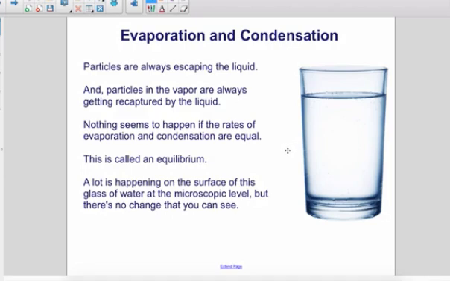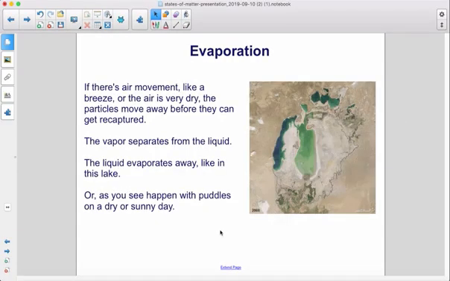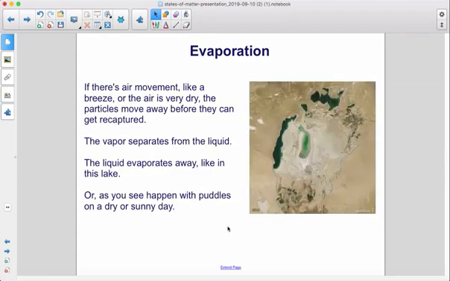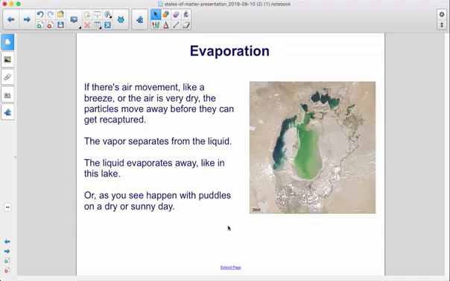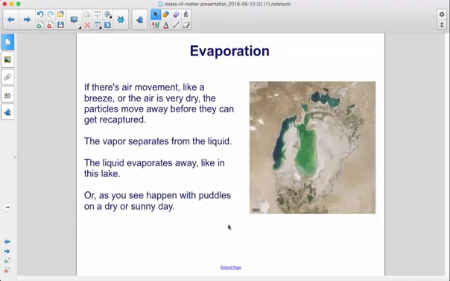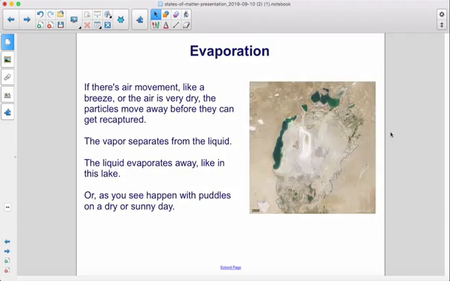A lot is happening on the surface of this glass of water at the microscopic level, but there's no change that you can see. If there's air movement, like a breeze, or the air is very dry, the particles move away before they can get recaptured. The vapor separates from the liquid, and the liquid evaporates away like in this lake, or as you see happen with puddles on a dry or sunny day.